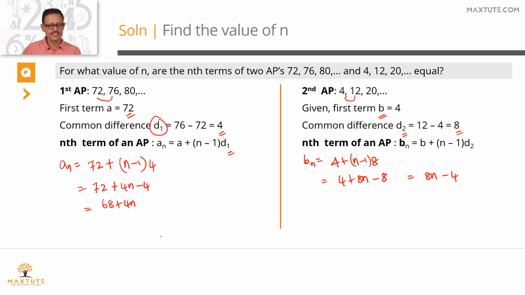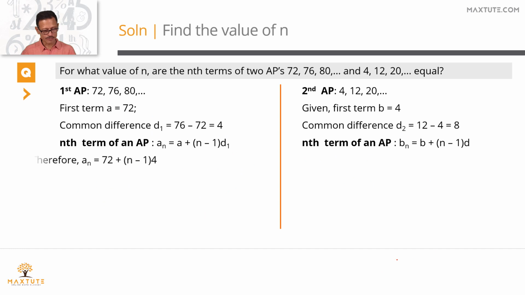The question is mentioning that the nth term of the first progression is equal to the nth term of the second progression, which means that the nth term here, which is 68 plus 4n, is equal to 8n minus 4. Take the n terms to one side, you will get 4n. Take the minus 4 to the left hand side, you're going to get 72. 4n equals 72. The value of n is equal to 72 by 4, which is equal to 18. The 18th term of this progression and the 18th term of this progression will have the same value.